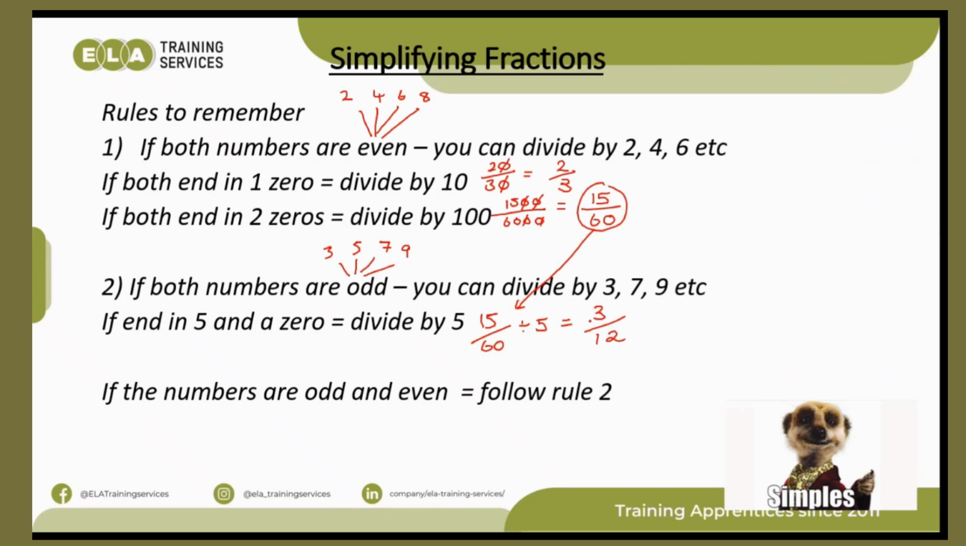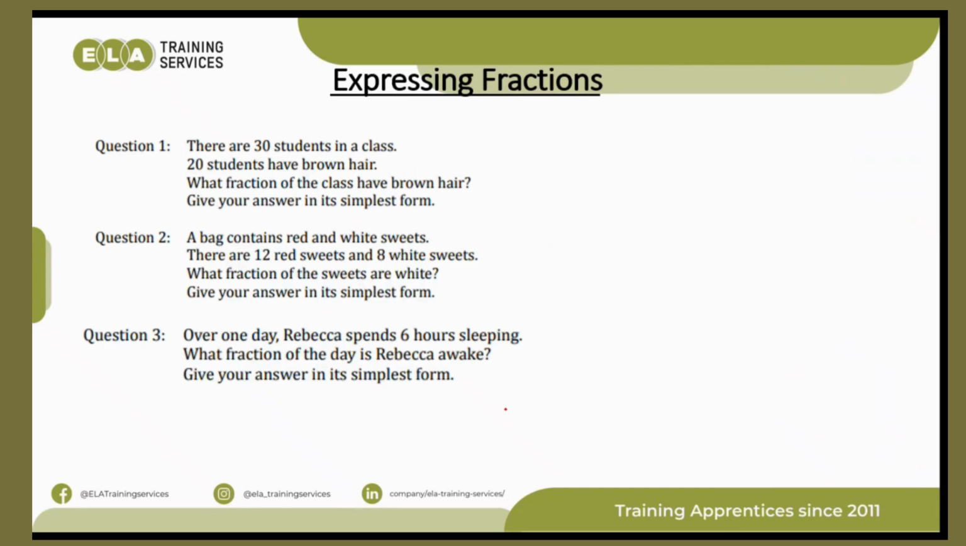Then this plays into this little rule here. If the numbers are odd and even, you follow the same rule as 2. So 3 over 12, we can divide by 3, 7 or 9. Well, we can divide by 3. So 3 divided by 3 is 1, and 12 divided by 3 is 4. So all our rules for simplifying make it much easier for you to simplify fractions. So let's have a go at these.